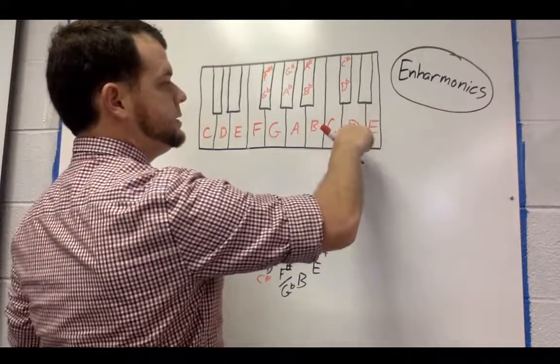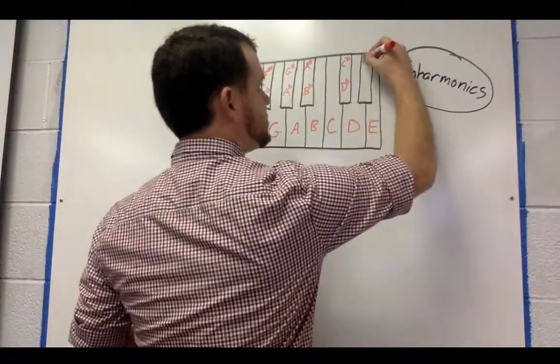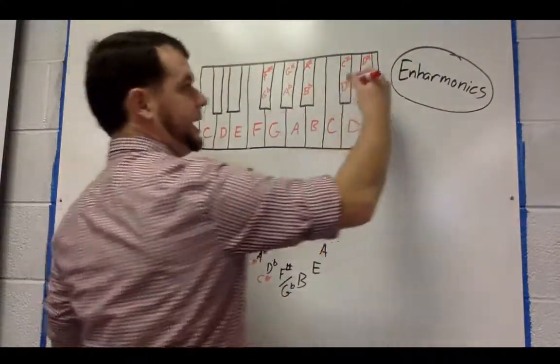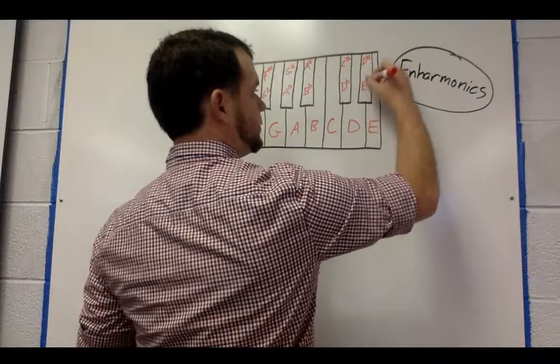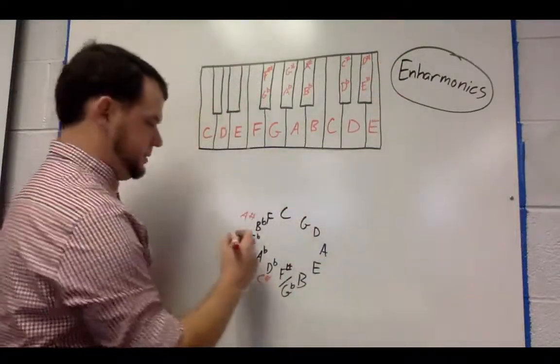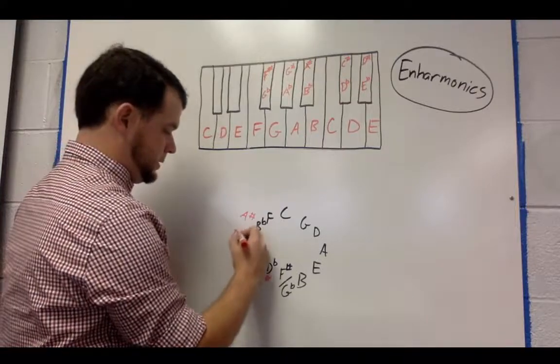Now we could take D and sharp it. It's D sharp. We could take E and flat it. D sharp and E flat are the same. So here's E flat. We call it a D sharp major.